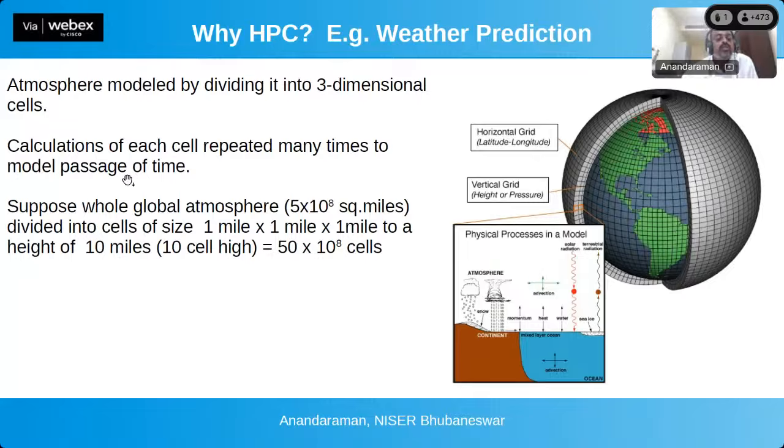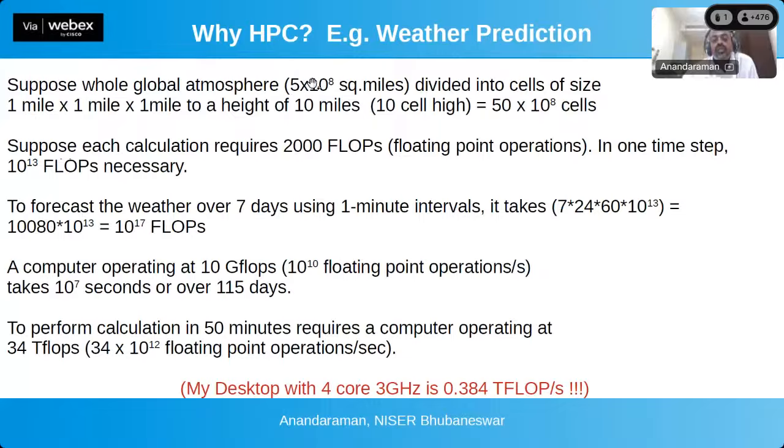Suppose the whole atmosphere is 5 times 10 to the power 8 square miles, divided into cells of size 1 mile by 1 mile by 1 mile, to a height of 10 miles. With 10 cells of height, we get 50 times 10 to the power 8 cells. So in total we are getting 50 times 10 to the power 8 cells.